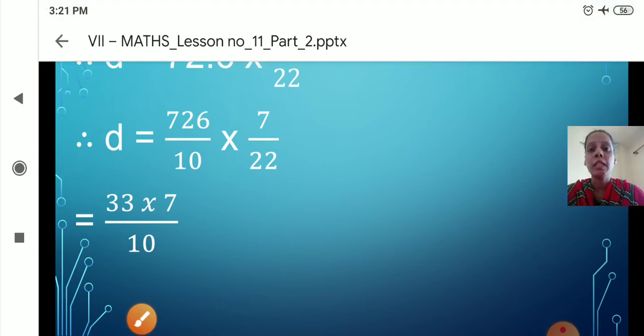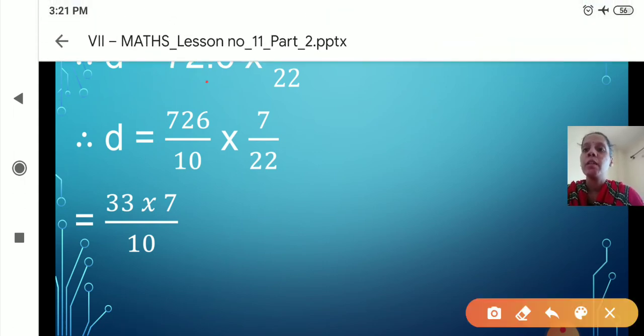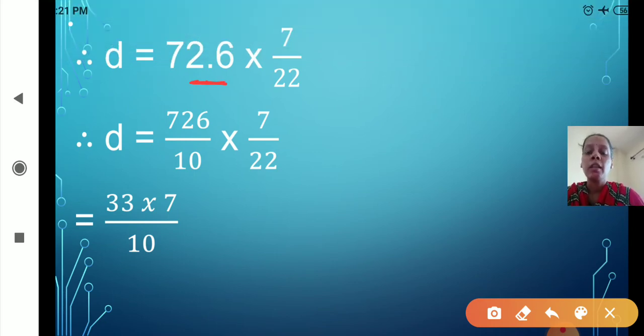Once again we will see the steps. D is equal to 72.6 multiplied by 7 upon 22. Right, we have to find out diameter, that is D. Now in place of 72.6, in the next step I have written 726 upon 10. As you remove the decimal point, after the decimal point there is one digit, so you will add 10 in the denominator. If after the decimal point there are two digits, then you will write down 100 in the denominator. I hope you are clear till here.